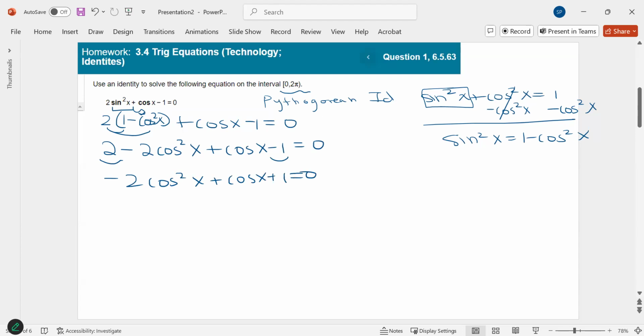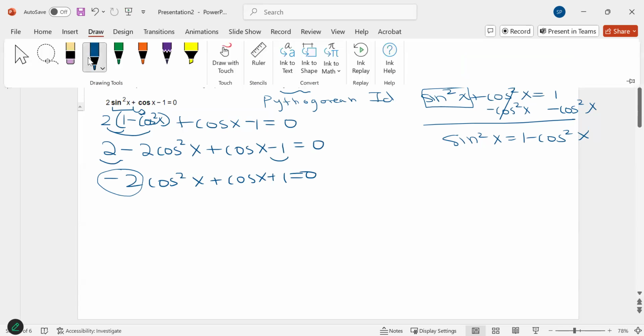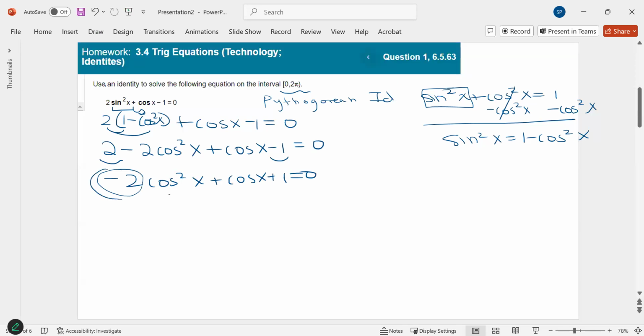Now, it's in quadratic form, and how we solve this is to factor, but it's difficult to factor if your leading coefficient is negative. So either you can add this to the other side, or we can just multiply everything, both sides, by -1. Multiplying this by -1, this -1. And that gives us positive 2 cosine squared of x minus cosine of x minus 1 equals 0.